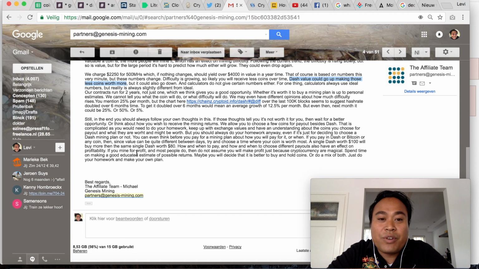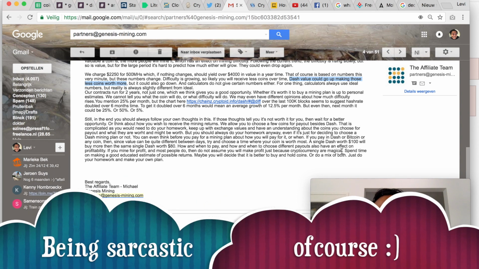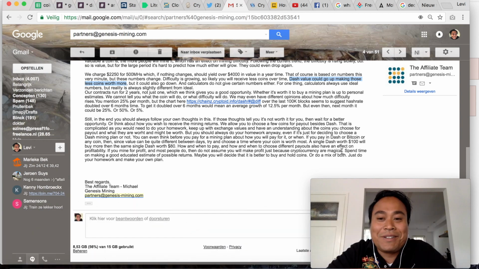If you mine for profit, and most people do, then do not assume you will make profit just because cryptocurrencies are magical. Wow, thanks for the advice. I'm new to crypto. Spend time and make a good educated estimate of possible returns. Maybe you will decide that it's better to buy and hold coins or do a mix of both. Just do your homework and make your own plan.